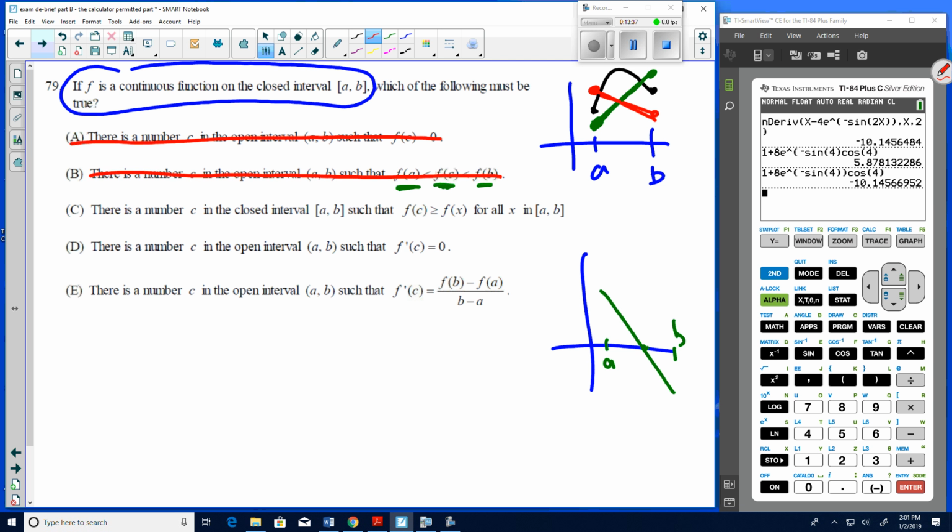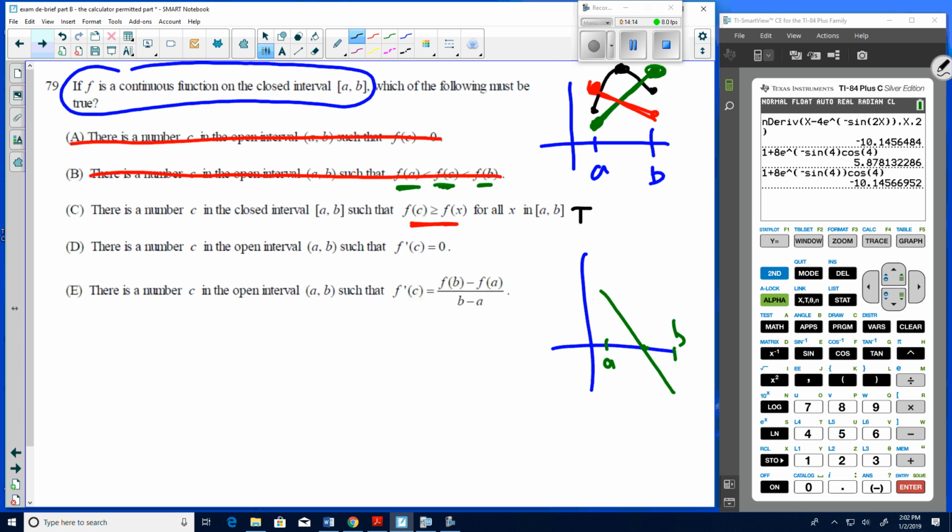There's a number c in the closed interval such that f of c is bigger than anything else in the function. So is there an absolute max? Well, this is called the extreme value theorem, and this in fact is the right answer. No matter what function you draw, there's always going to be a high point. For this green one, it's the right endpoint. For the red one, it's the max there at the beginning. They always have a point that is larger than or equal to everything else in the interval. That is the true statement.